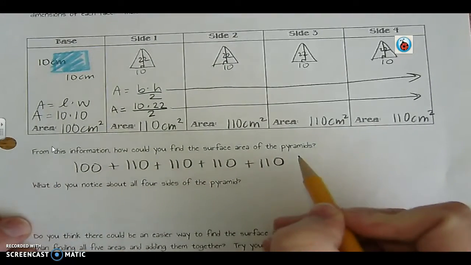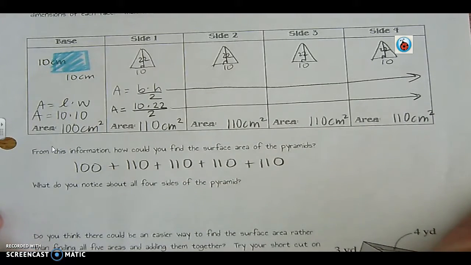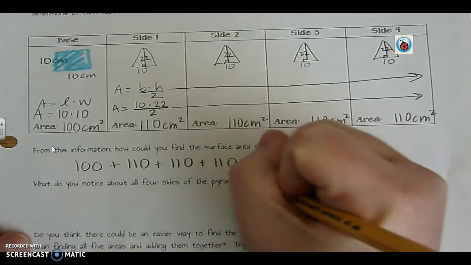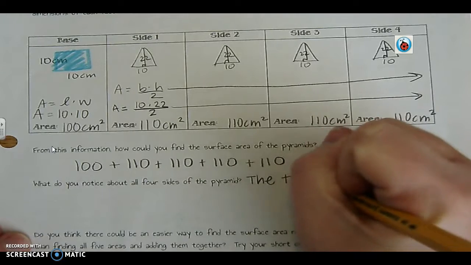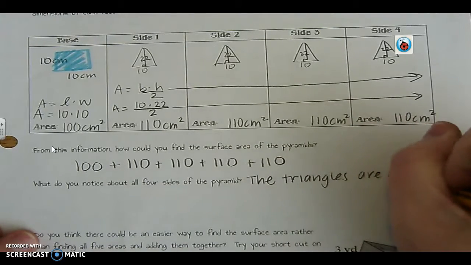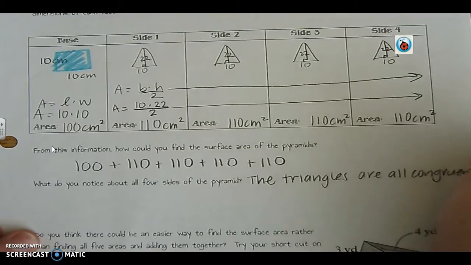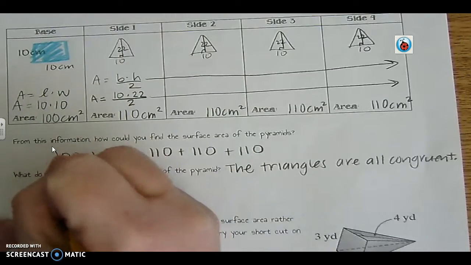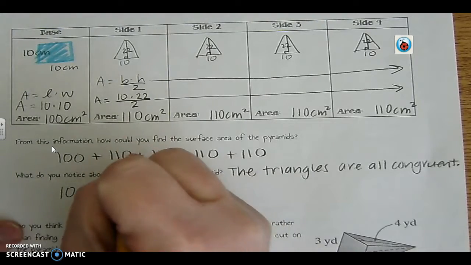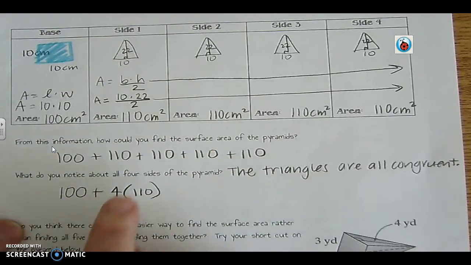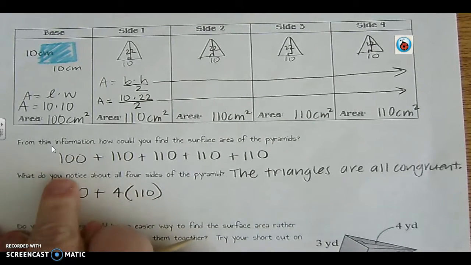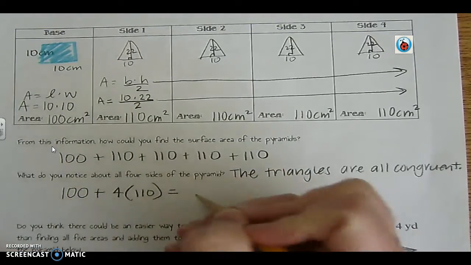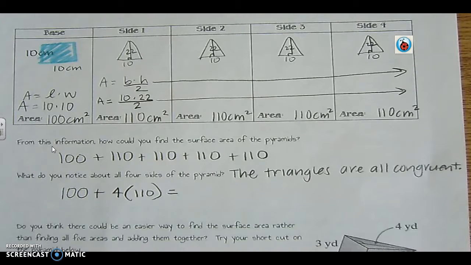So I could add these up all together and get my surface area, but I should notice something about all 4 sides of the pyramid, okay? Which we've talked about above. The triangles are all congruent. That means instead of adding these individually, I could simply take the base, which is 100, and then I could do 4 times 110 because I have 4 of the triangles. This or this will get me the correct answer. I can choose either way, but they'll both still give me surface area.